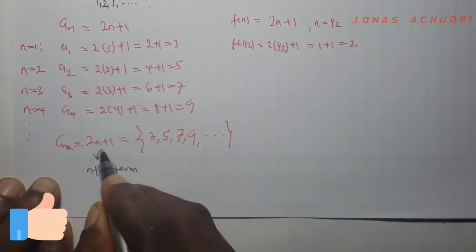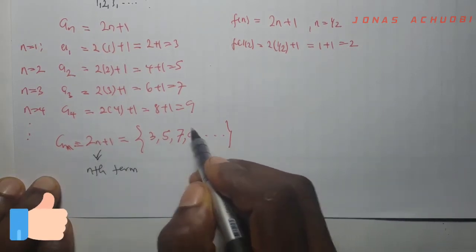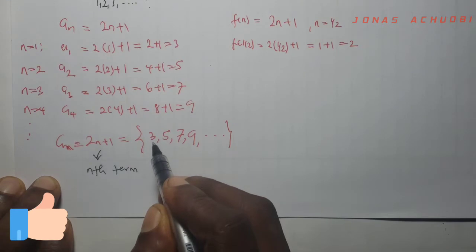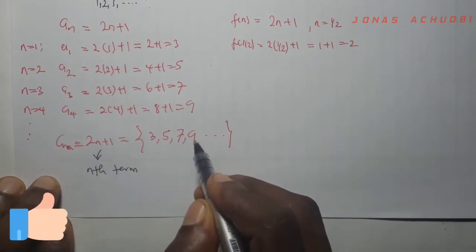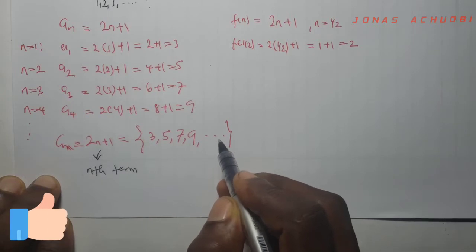This is called the nth term of the sequence. Why is it called the nth term? It's called the nth term because with this term, we can get any term of our sequence. We've gotten term 1, term 2, term 3, term 4. We have term 5. We can get term 6. We can get term 8 of the sequence.